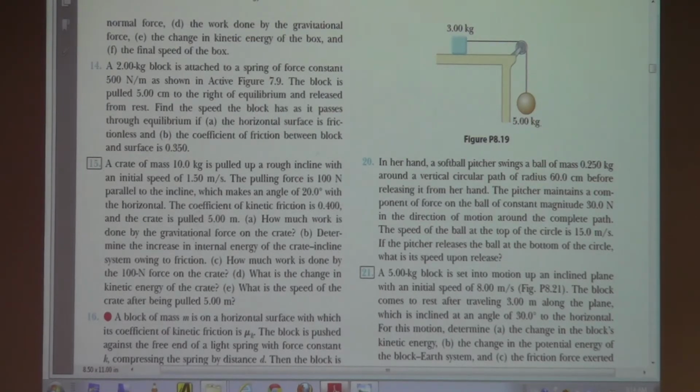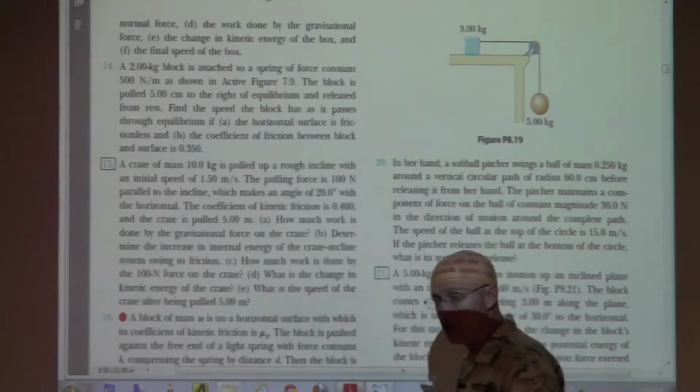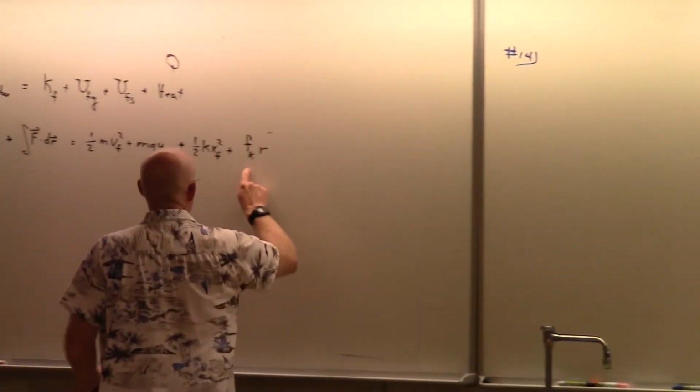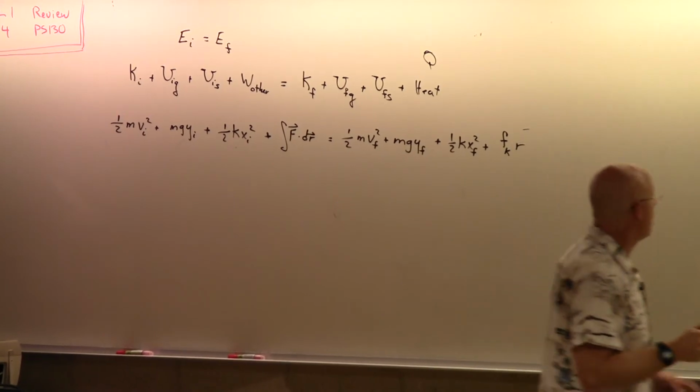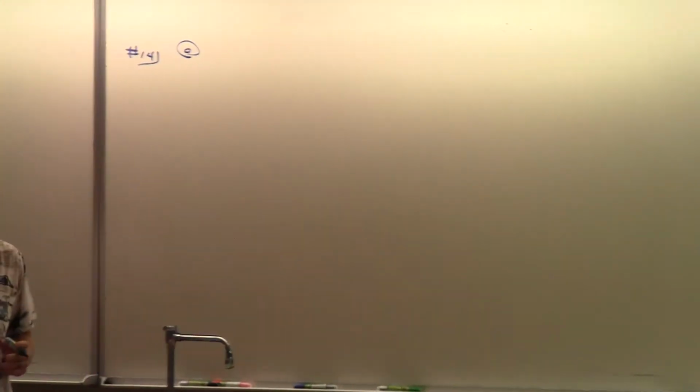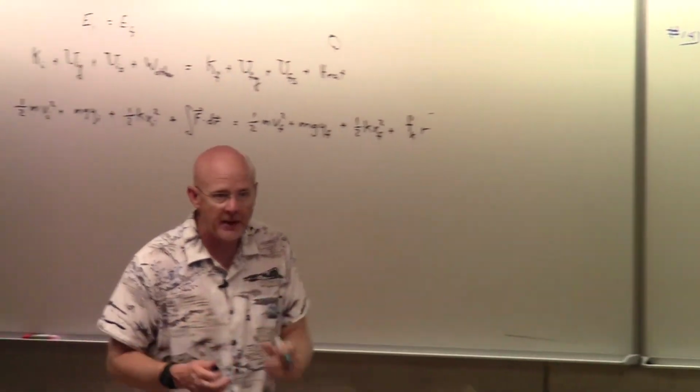Find the speed of the block as it passes back through equilibrium if A, the horizontal surface is frictionless, and if B, there is a coefficient of friction of 0.35. So that's what I was saying here to get us started. This is a good one to do, although the friction doesn't show up till part B. So part A is the much easier one, but I think the author's having you do them because it'll give you some insight to part B.